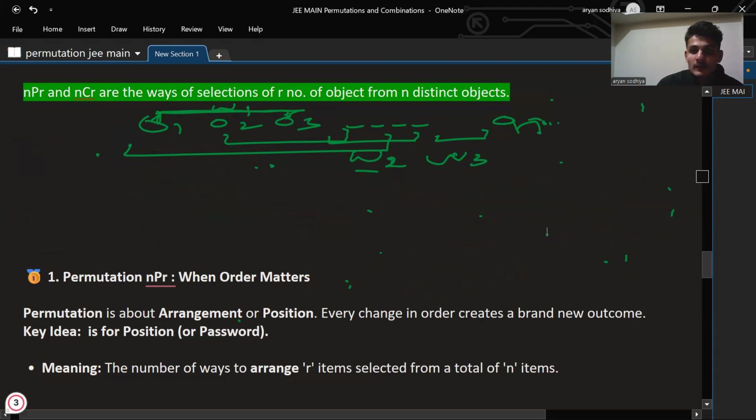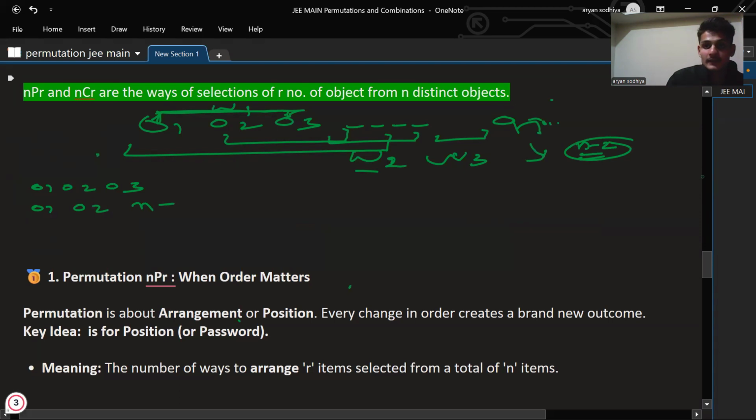I hope you revise this concept again because this is very crucial from the point of view of JEE Main and Advanced. You can see O1, O2, O3 is made. Now O1, O2 with others, you can't say that n minus 2 would be the answer for this. n minus 2 is not the answer. You can't count like this: O1, O2, O3, then O2, O3, O4, then O3, O4, O5 group, and O4, O5, O6 group, and similarly say n minus 2 groups.